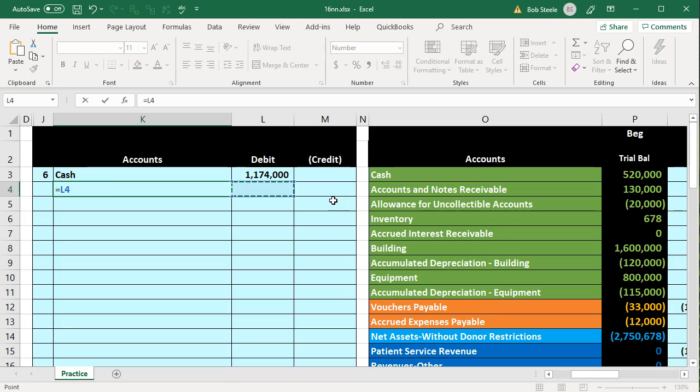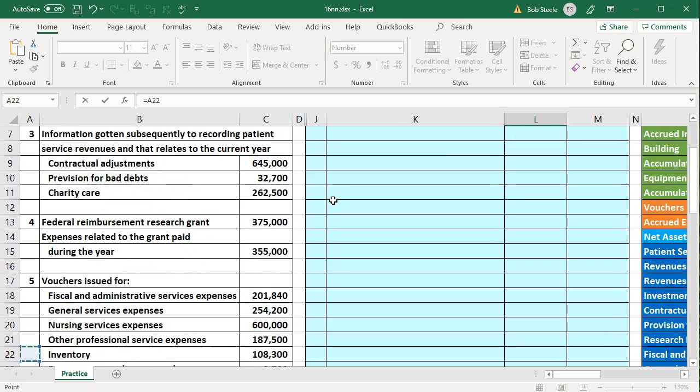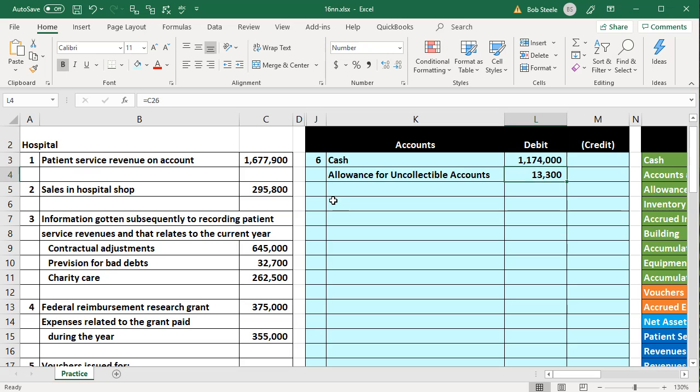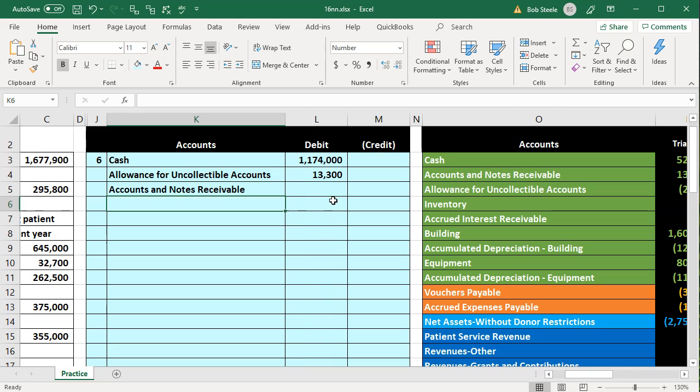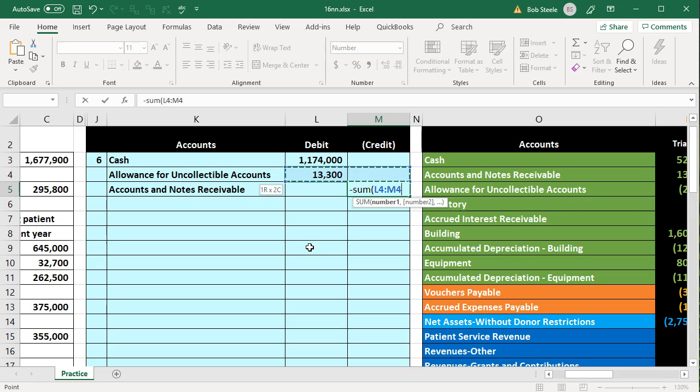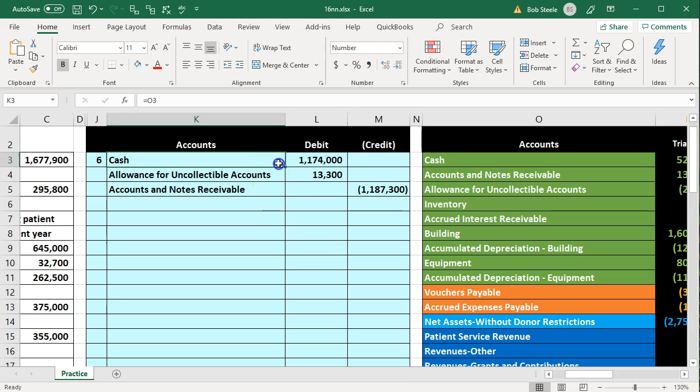So the second account is going to be allowance for uncollectible accounts. That is going to be equal to the $13,300 and enter. And then the credit side of this is going to be accounts receivable, which will be decreasing. So I'm going to say equals the accounts receivable, notes receivable. That's going to be on the credit side. We are in cell M5. Within M5, I'm going to say negative sum, the trusty negative sum formula, the plug formula, and enter. There's our transaction.